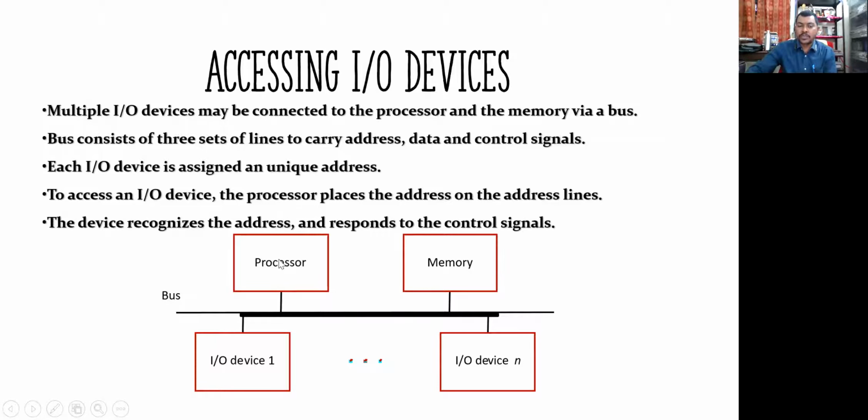So the address is carried so that the processor and the input output device should know to which input output device the processor needs to communicate. So this is the processor and these are the input output devices, and these are connected by the bus in the center, as you are able to see over here. And similarly, the memory is also one of the most important parts with which the processor needs to communicate.